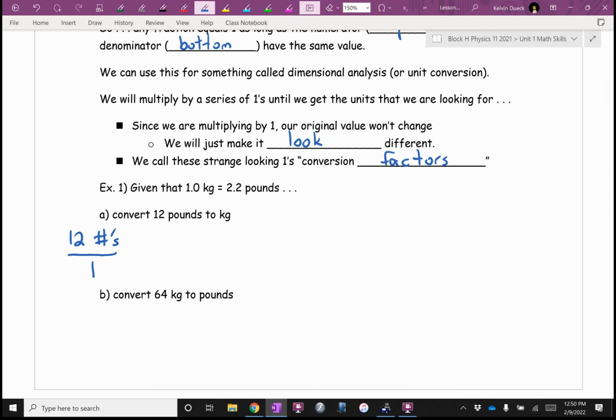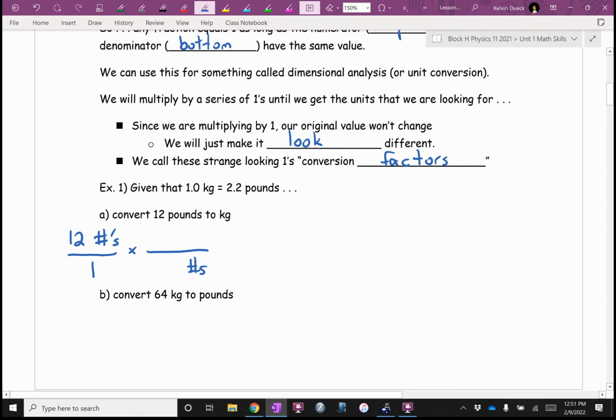They want me to convert this to kilograms. To do that, I'm going to multiply by a conversion factor. I want pounds to cancel, to vanish. Where is pounds in my original term? On the top or the bottom of the fraction? For it to cancel, where is it going to go in the next fraction? On the bottom. Yes, I'm going to put pounds down there.